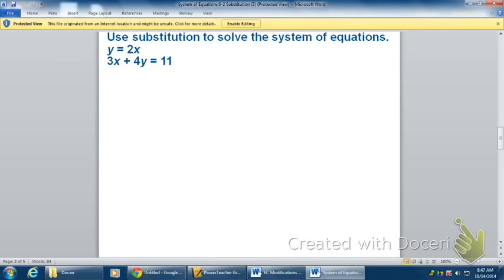For here, that first equation is already solved for y. Okay? It's already solved for y. So all we need to do is substitute the equation that it has solved for y in for y into our second equation.